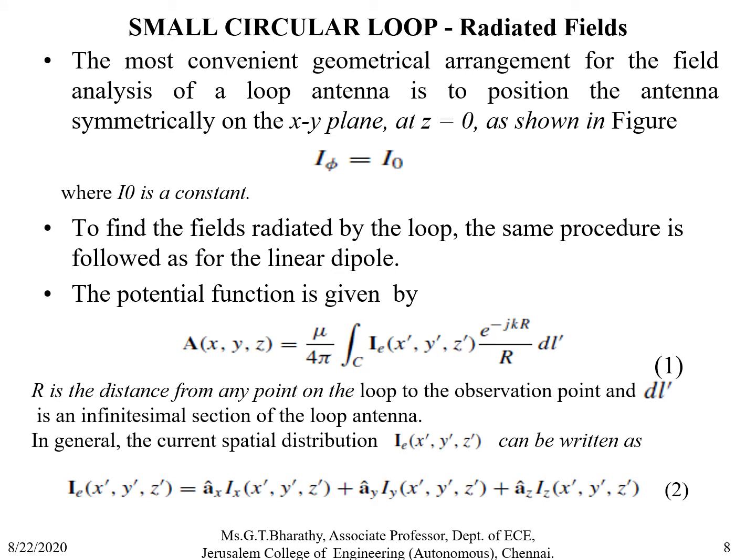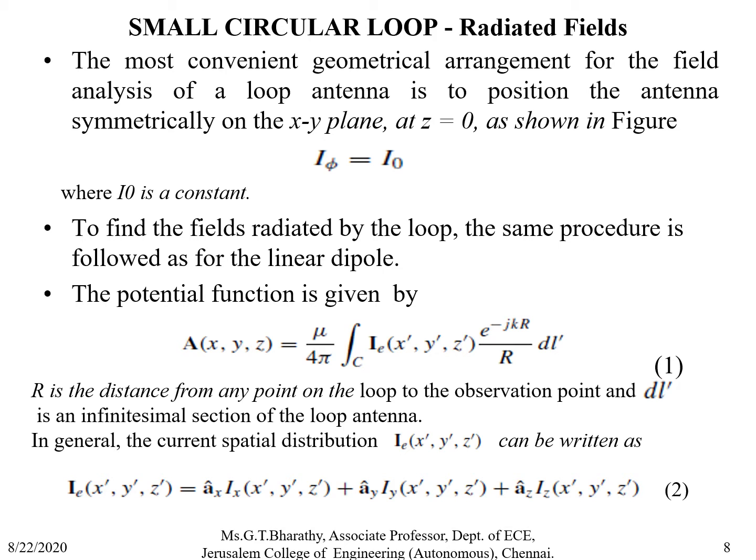So the most convenient geometrical arrangement for the field analysis of a loop antenna is to position the antenna symmetrically on the xy plane, as we saw in the previous diagram, at z is equal to 0. So here we have I phi is equal to I naught, where I naught is a constant. The procedure for calculating the field of a circular loop antenna is exactly similar to the procedure that we have seen for the linear dipole antenna.